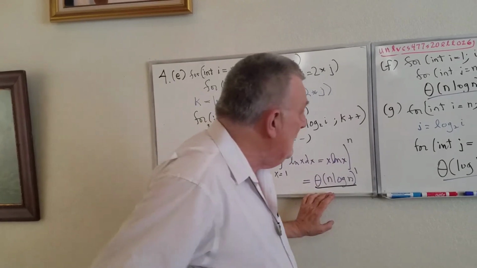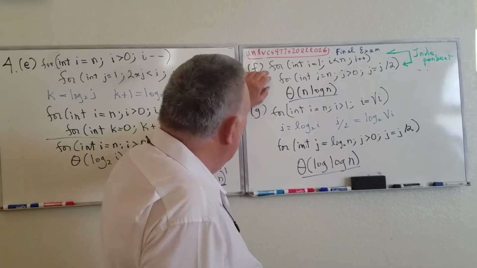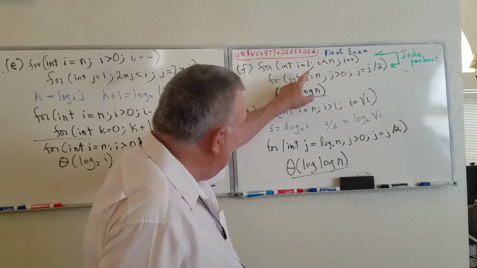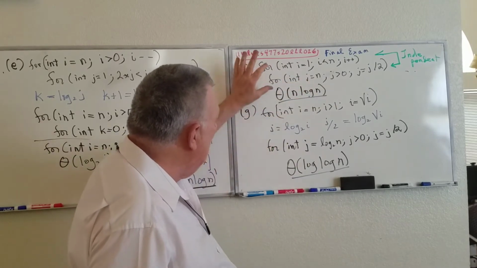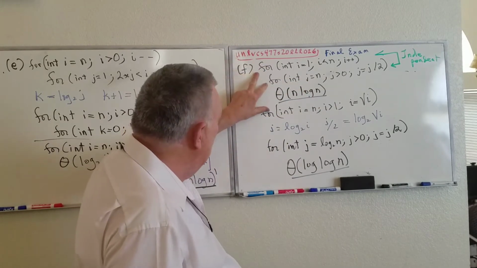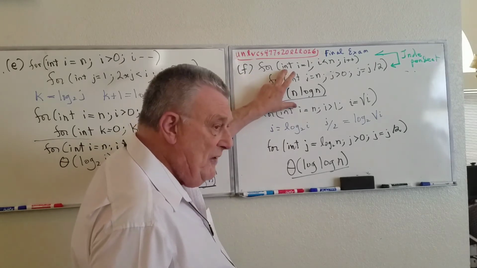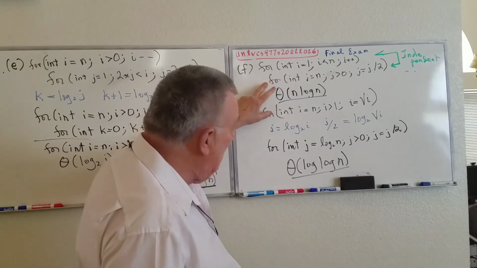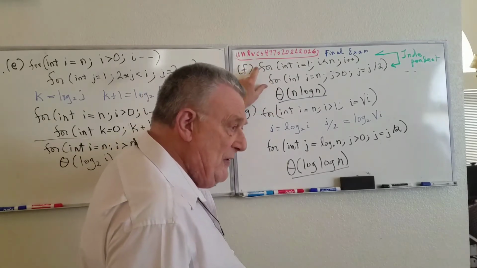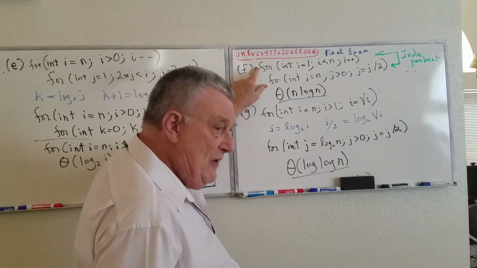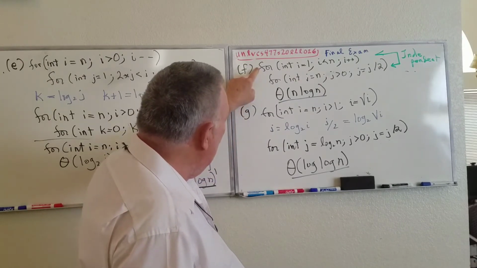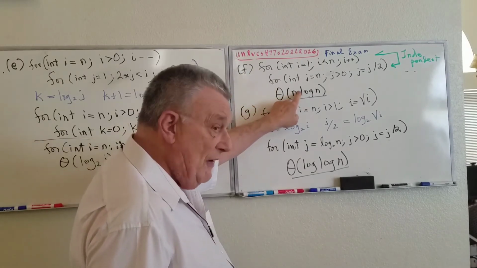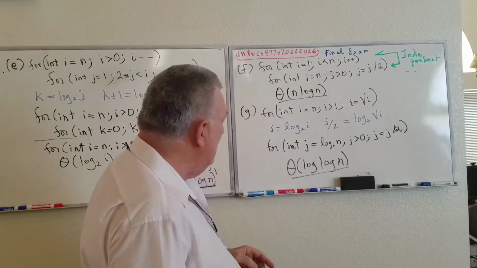All right, now let's go over to problem F. Here we have i goes from 1 up to n, j goes from n down to 0, halving every time. Now you notice these two loops are independent, meaning that the index of this loop, which is i, does not appear anywhere as a parameter of the inner loop, which means these two loops run independently, which means we can multiply the time complexities. This one is theta of n, this is theta of log n, so the answer is theta of n log n. That was simple.